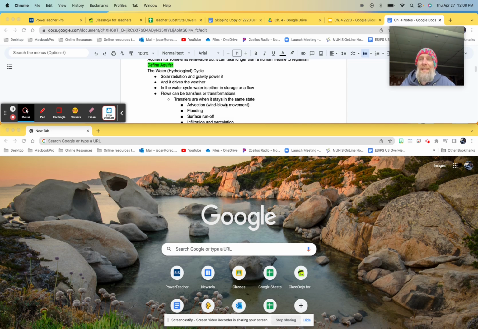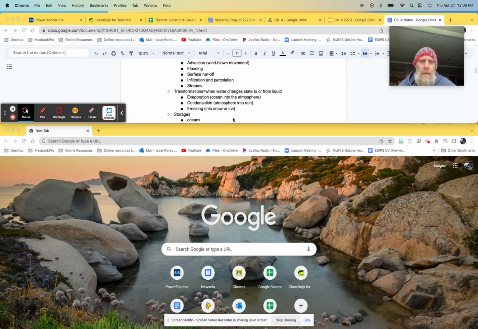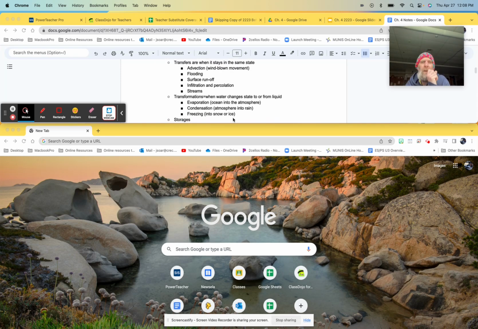Transfers are when it is in the same state. So if it's rain, water's water. However, there's also steam or evaporation and ice, flooding, surface runoff, infiltration, and percolation. Transformations is when water changes state to or from liquid. So if it's evaporation, ocean into the atmosphere; condensation, atmosphere into rain; freezing into snow or ice.